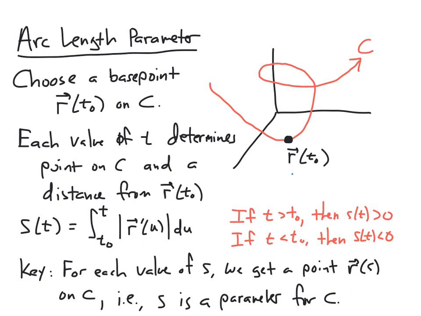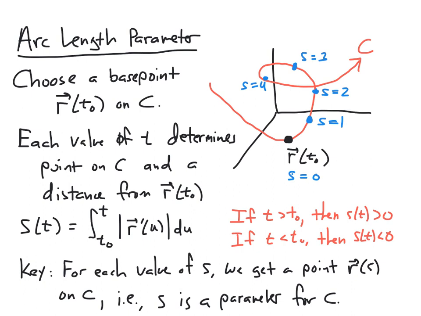So with this parameterization given by the arc length s, the point r of t naught now becomes the point corresponding to s equals 0. It's the point 0 units away from our base point. If we then travel around in the positive direction, I go out, say, 1 unit in the positive direction, this will be the point given by s equal 1. If I go out 1 more unit in the positive direction, this will be the point given by s equal 2. And so this will be s equals 3 and s equals 4. And we could keep going if we wanted.